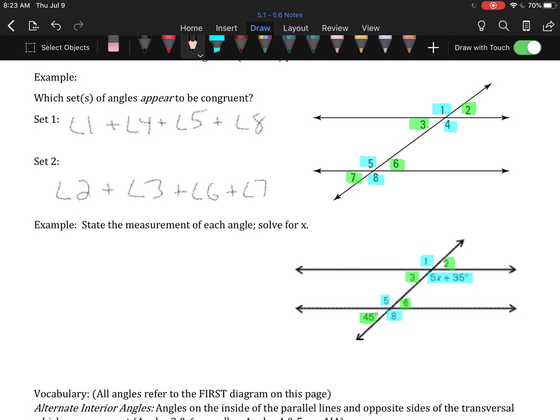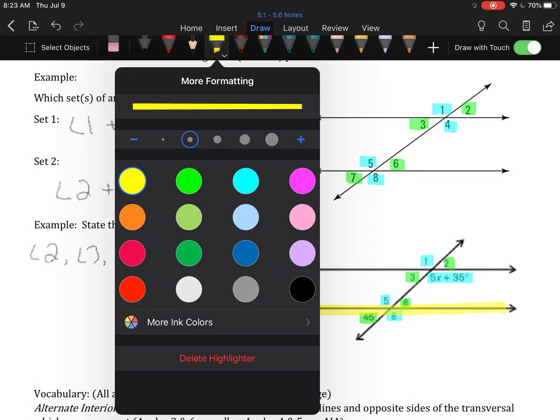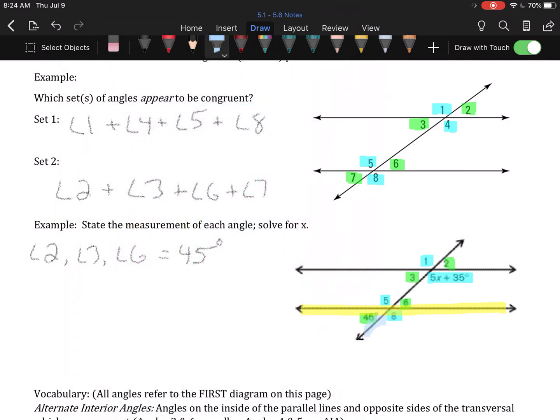Well, if all the angles I just put in green are the same, then angle 2, angle 3, and angle 6 are all 45 degrees, because 45 is green. Now the question is, what's the blue? So I will remind you that if I highlight the line here, every line is 180, and on the bottom here we're splitting that 180 into 45 and the rest.